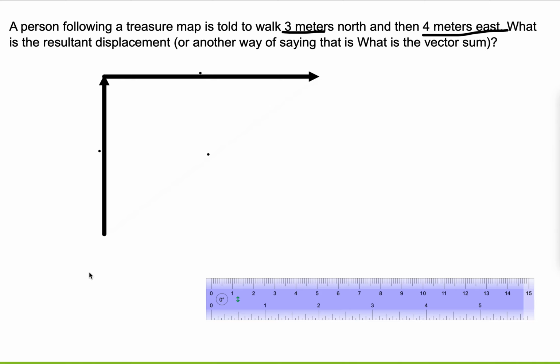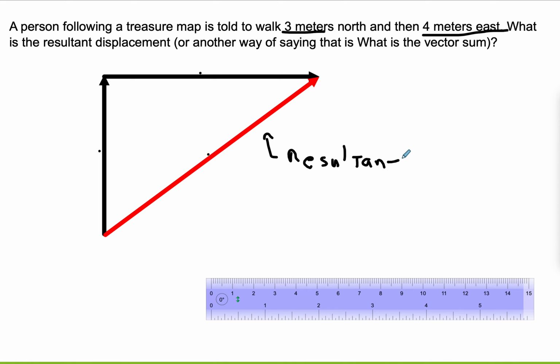All right. Now, how do we figure it out? Well, we go to the starting point where we started our treasure map, and then we're going to draw a line straight to the ending point where we would have ended our treasure map. This line right here, that is something we call the resultant, and that is the vector sum. So when I add these two vectors, the resultant is the answer. This is the vector sum right here.